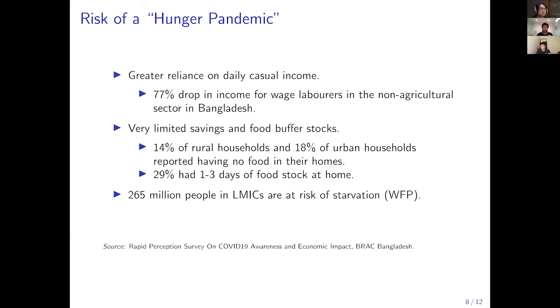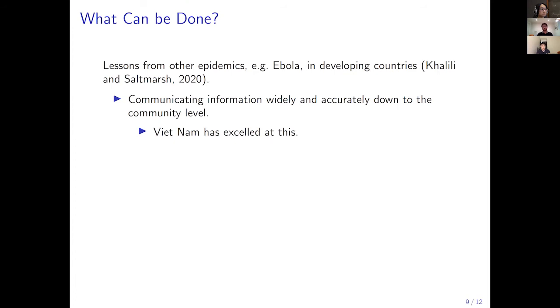And so again, ultimately, whether the benefits of lockdown outweigh the costs is a subjective decision. But the cost in terms of the foregone income in the developing world is much harsher than anything we see on average in Australia. So what can be done?